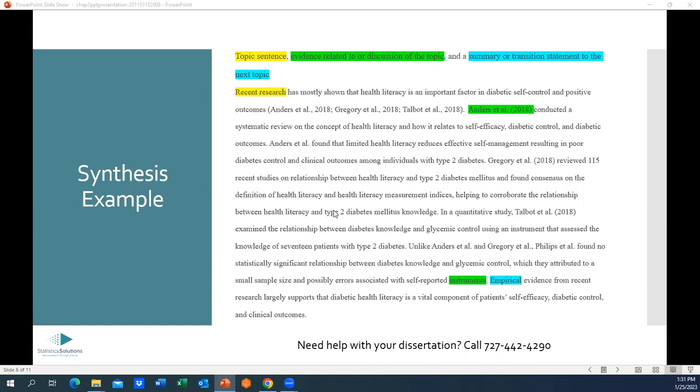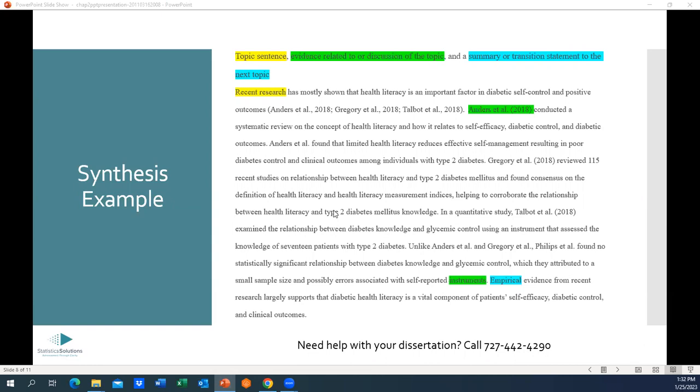These researchers, Anders, here's what they found, right? Here's what these researchers, Gregory et al., here's what they found. That support what you're saying. There's another one here I want to bring your attention to. If you notice in the first sentence, it says research has mostly shown. Okay, that's a qualifying term, mostly. So that's going to mean that not all of it is shown. There's going to be one that didn't.